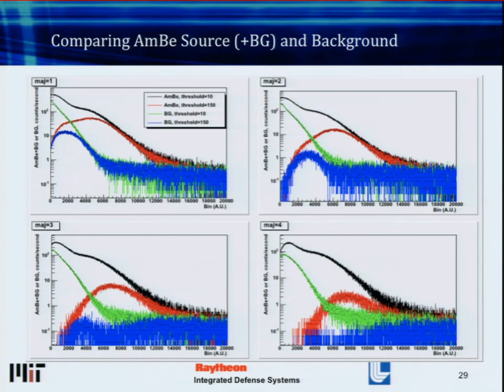However, one thing to point out: along with the background, you suppress your signal. Black and red are the signal from AmBe, green and blue is the background. If you take a look at this strict condition, majority equals 4 and a very high threshold, along with the background, we suppress the signal by almost 2 orders of magnitude, which is also undesirable. So in this case, it's all about the balance, and we're working on a model that will determine where the best balance is in terms of suppressing the background but not reducing your signal too much.